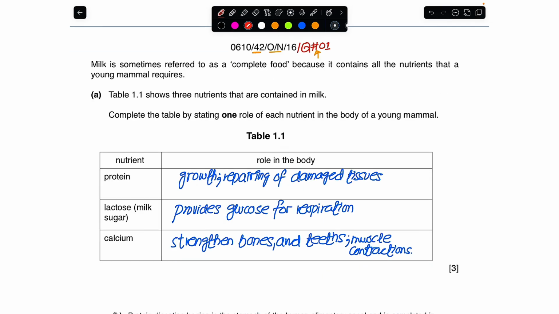What they are telling us is that milk is sometimes referred to as a complete food because it contains all the nutrients that a young mammal requires. In the table, they have shown you three nutrients that are available in the milk, and they want you to state one role of each nutrient in the body of the young mammal. So it is related, as I said, to assimilation and to the biological molecules.